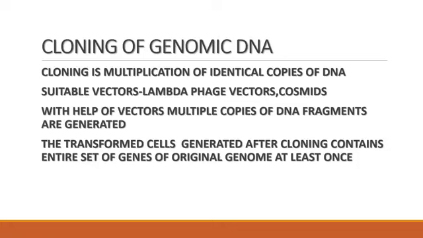They will be recombined with the viral vector. Now, the viral vector DNA or cosmid vector DNA can be packed inside the phage or they can be packed inside the plasmid. Then multiplication will take place. Many copies of that DNA will be created, similarly with the DNA which we have generated by fragmentation. So multiple identical copies are called a clone. This is called cloning of genomic DNA.